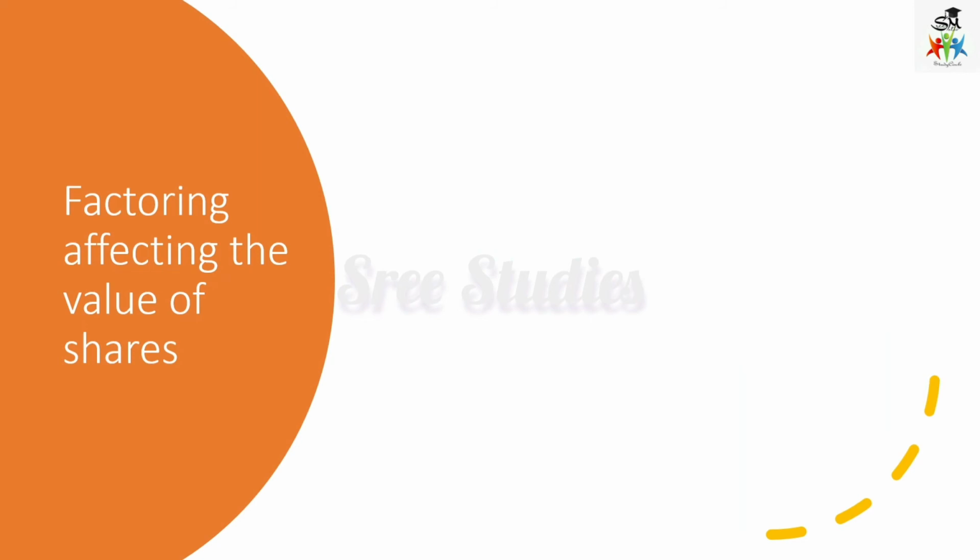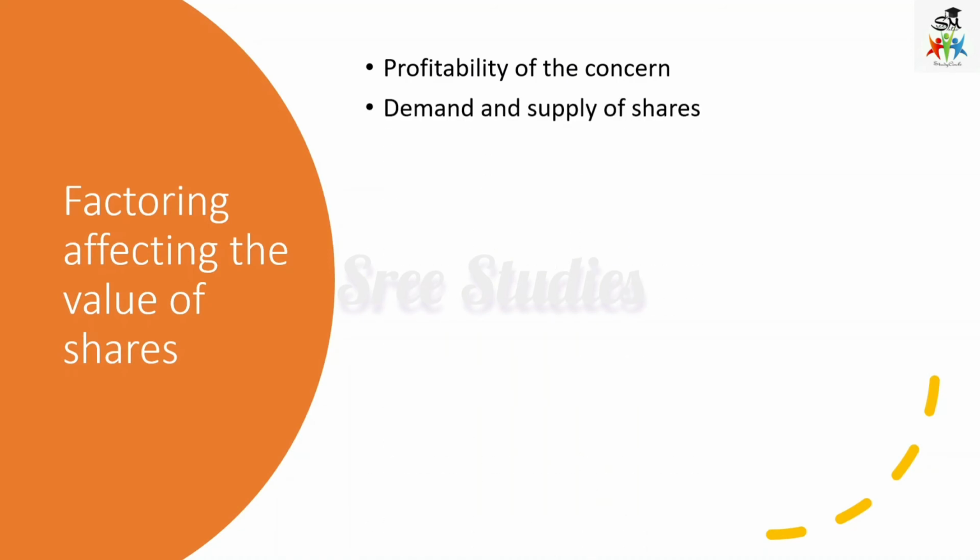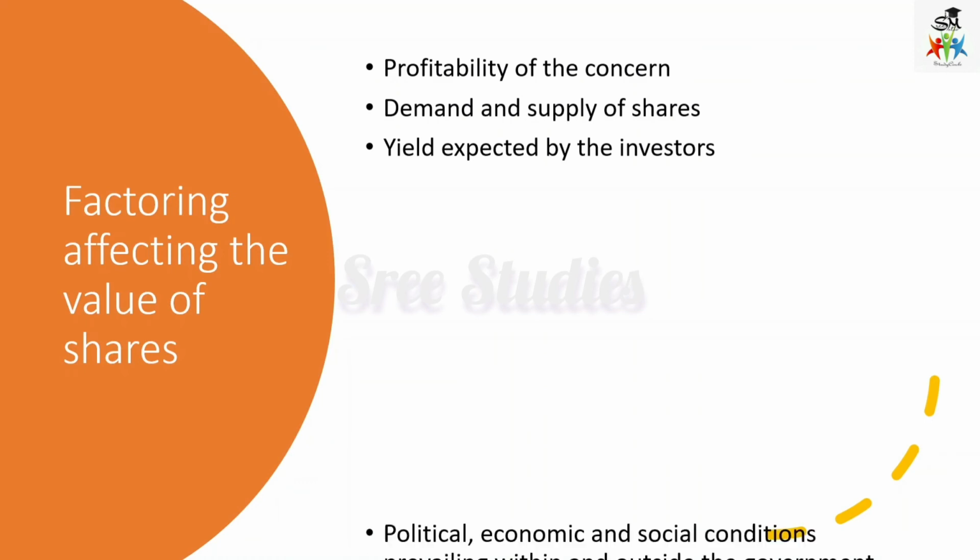Then there are different factors affecting the value of shares. First, the profitability of the concern. Every business has its own profit ratio, and based on the profitability, the value of the shares differs. Then the demand and supply of shares in the market also determines the value of the shares. Then the yield expected by the investors, that is the return, how much they are expecting from the company. Based on that, the value of shares changes.